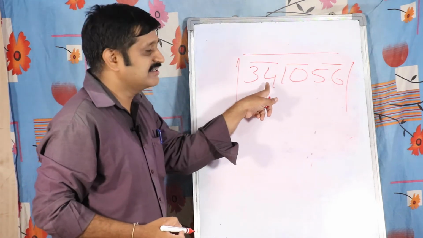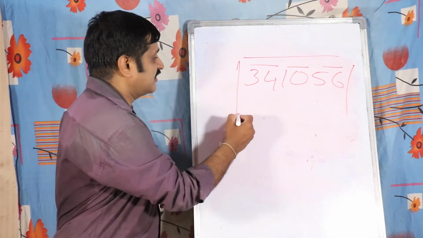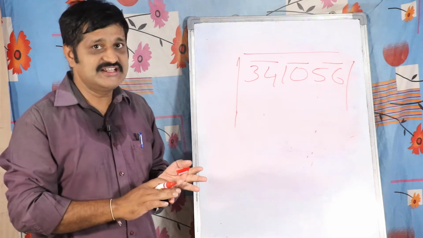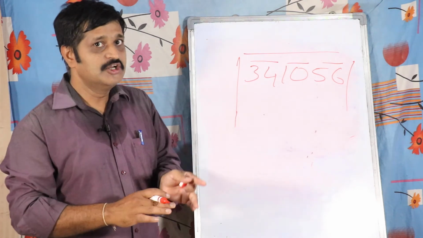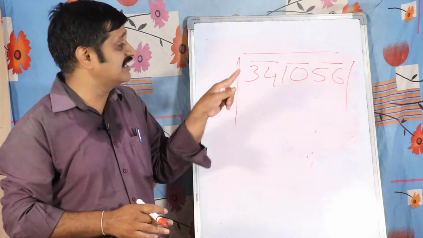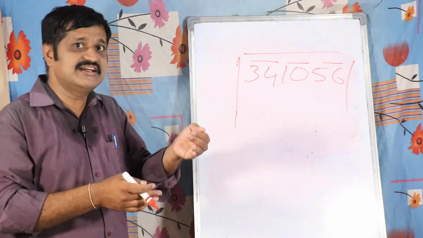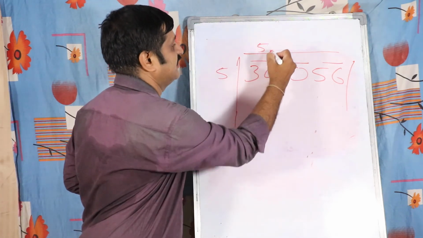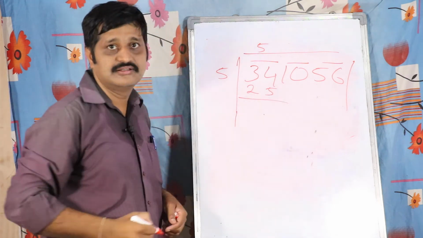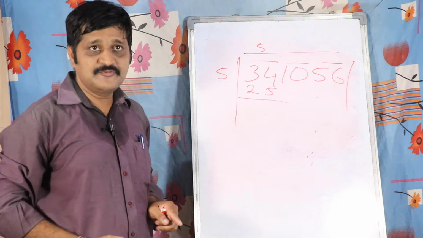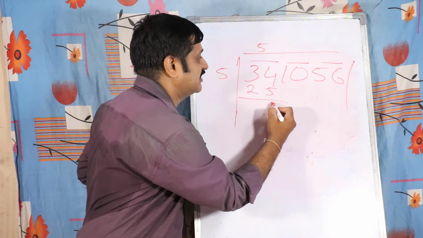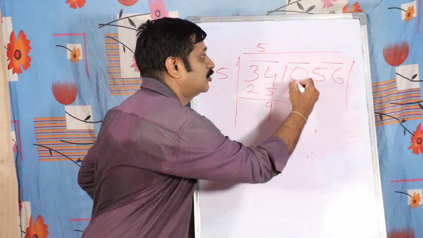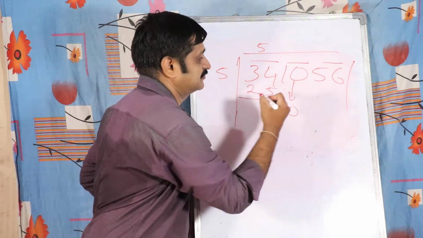Here the first block is 34. Near to 34, what is the perfect square number you have to check? You know 5 square is 25 and 6 square is 36. You should not take 6 square, 36, because it is more than 34. You have to take the lesser value, 5 square is 25. 5 5s are 25. Okay. Then the difference between 34 and 25 is 9. And in the next step, you have to drop the next 2 digits, that is 10.